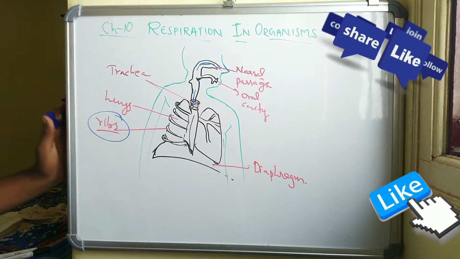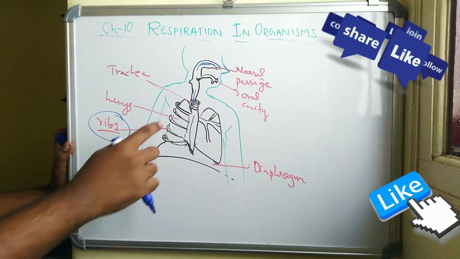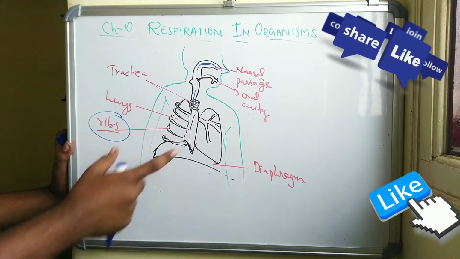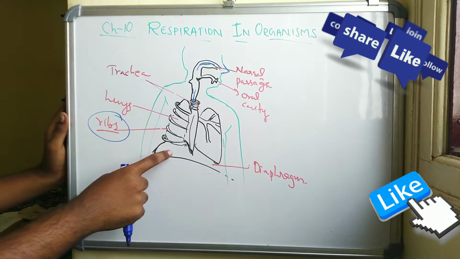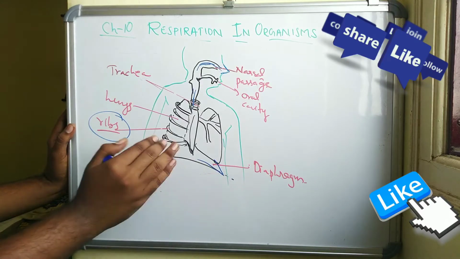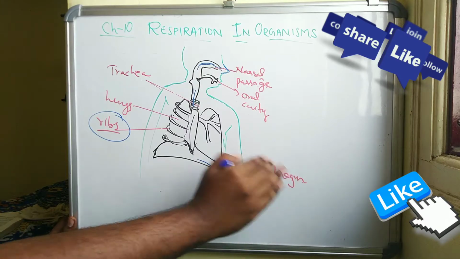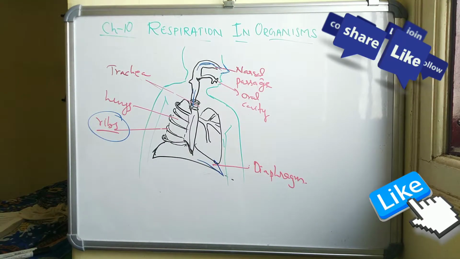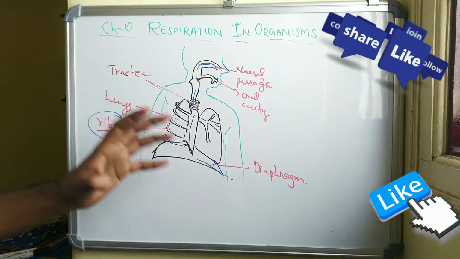Now, below the lungs is the chest cavity, the region where the lungs are present. Below the lungs we can see a sheet-type structure, a muscle sheet. This is nothing but the diaphragm. During the breathing process, the movement of the ribs as well as the diaphragm takes place. That's the main concept here.